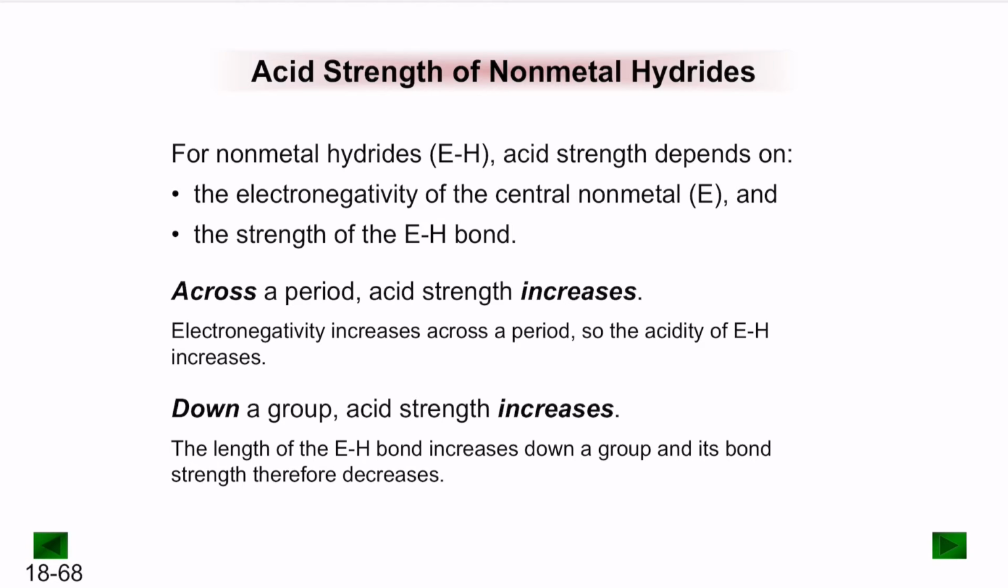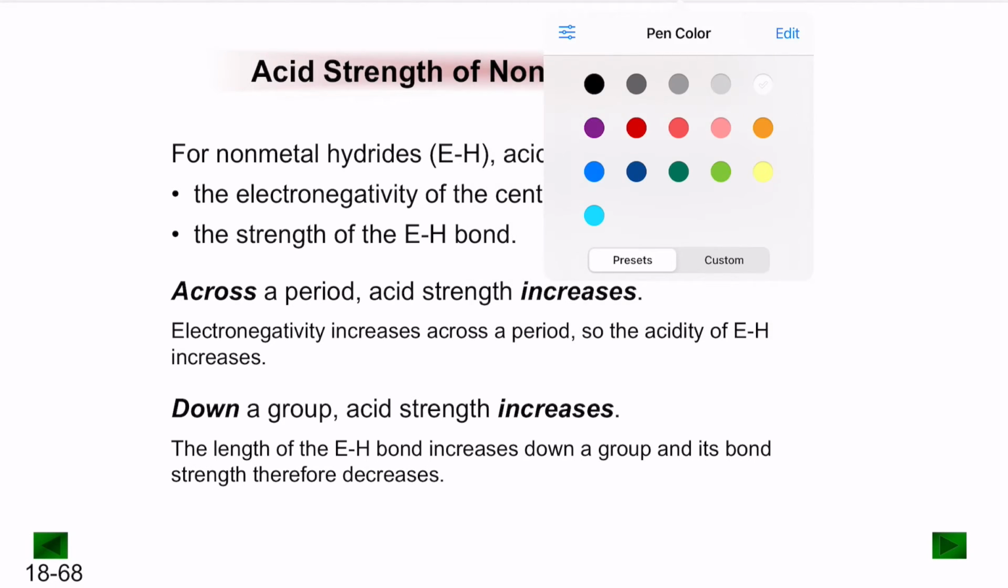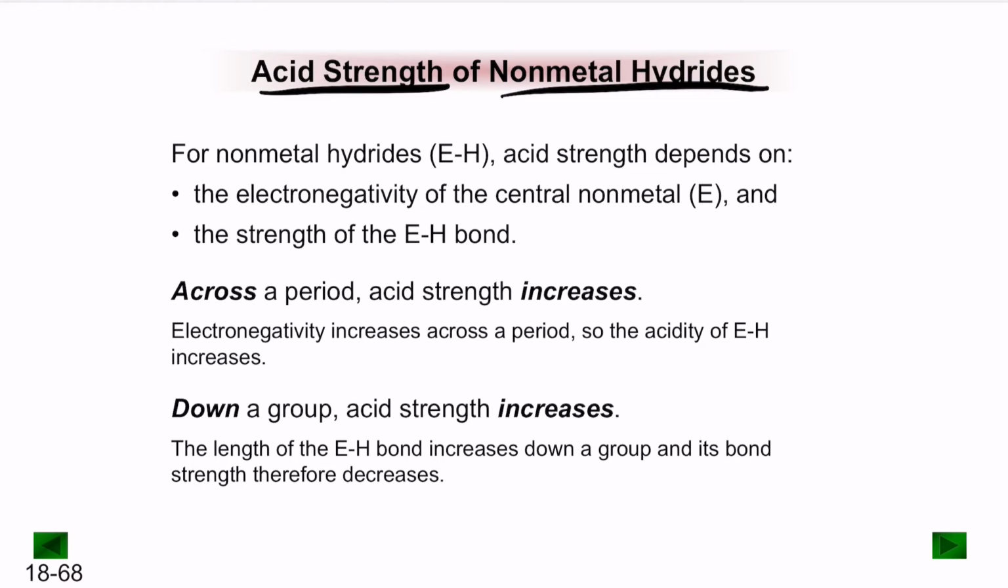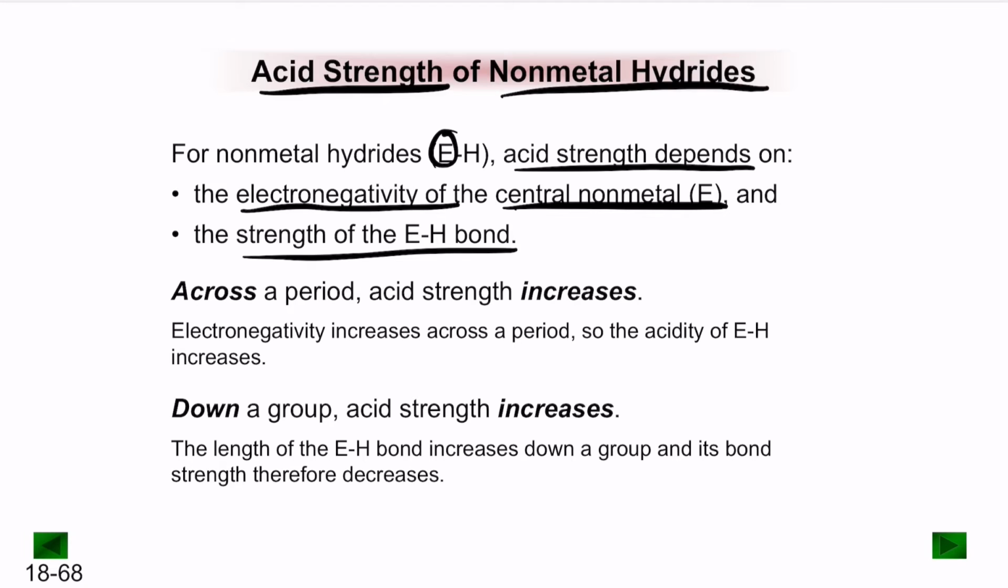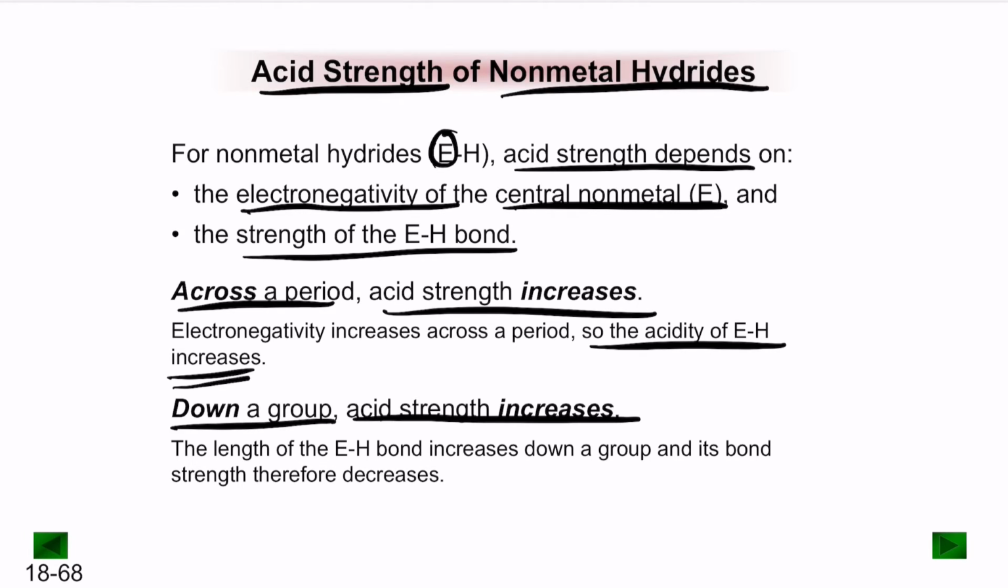Next, let's talk about the acid strength of non-metal hydrides. Non-metal hydrides are generally acidic. Their acid strength generally depends on the electronegativity of the central nonmetal, which is the E, and also the strength of the EH bond. Across a period, this acid strength increases. The main reason is that there is an increase in the electronegativity and also an increase in the hydrogen bond, which results in the increase in the acidity. Down a group, the acid strength increases because the length of the EH bond increases down the group and its bond strength therefore decreases.